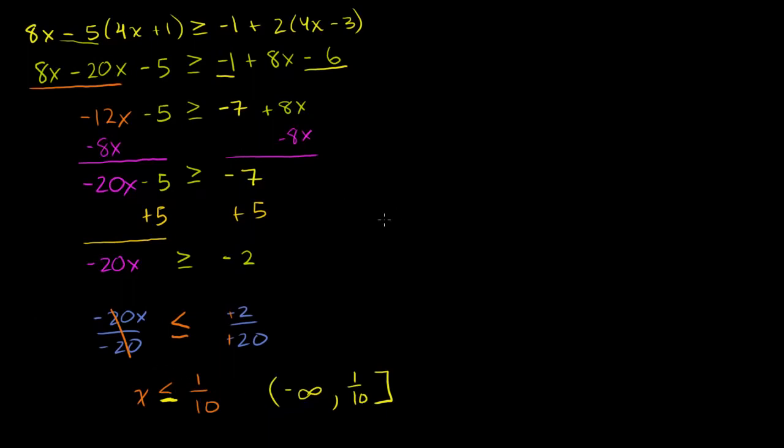And just for fun, let's draw the number line. This is maybe 0. That is 1. 1 over 10 might be over here. Everything less than or equal to 1 over 10. So we're going to include the 1/10, and everything less than that is included in the solution set. And you could try out any value less than 1 over 10 and verify that it will satisfy this inequality.